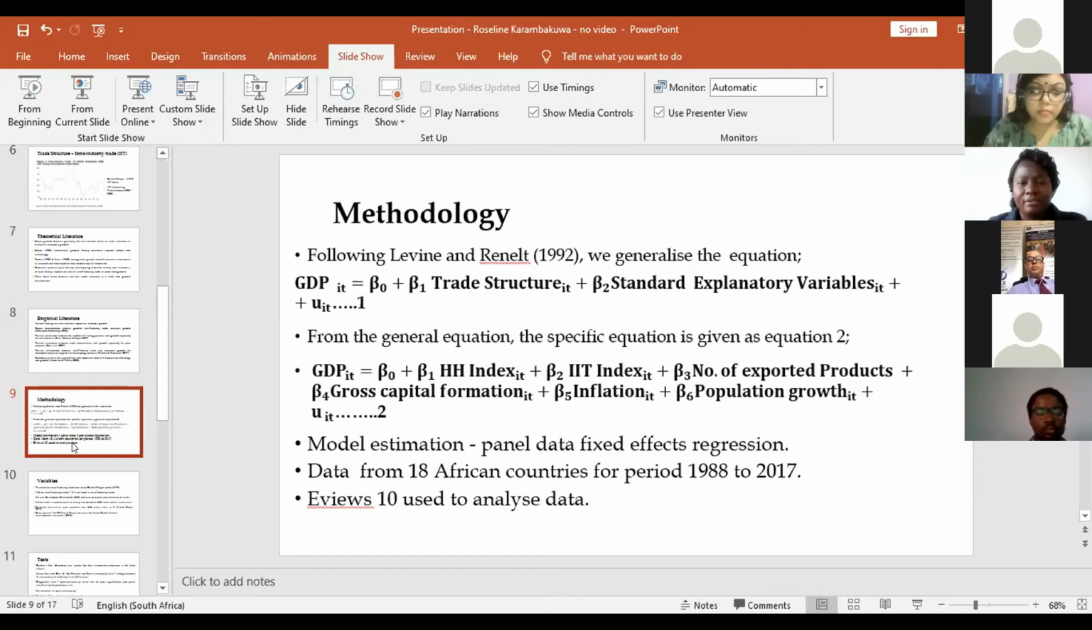We used panel data fixed effects regression to estimate the model using data from 18 African countries for the period given, 1988 to 2017. And we used EViews to analyze our data.